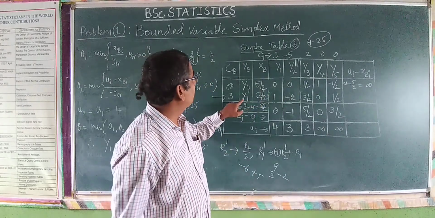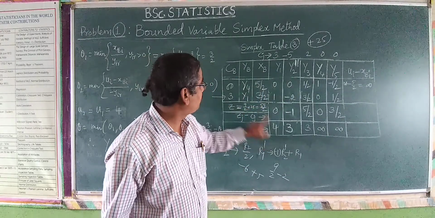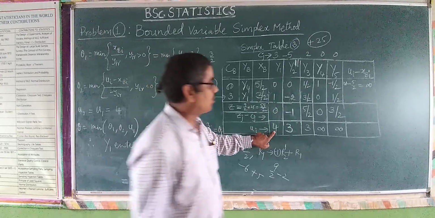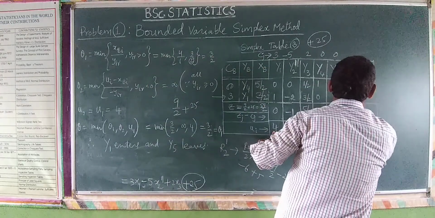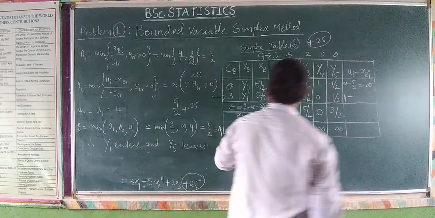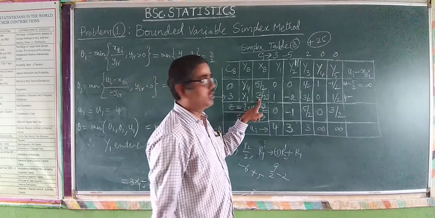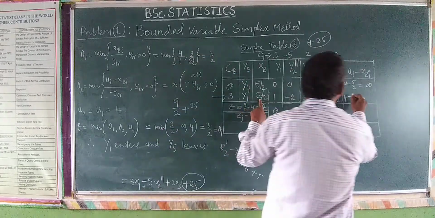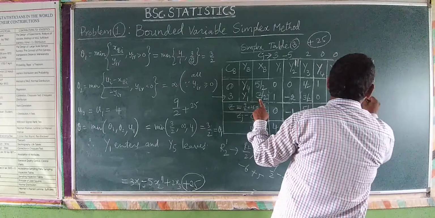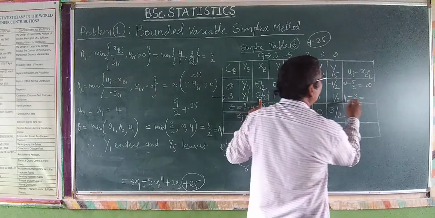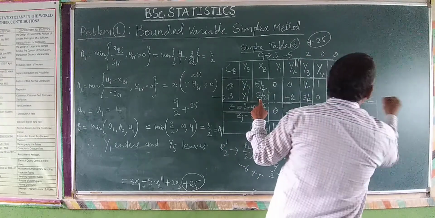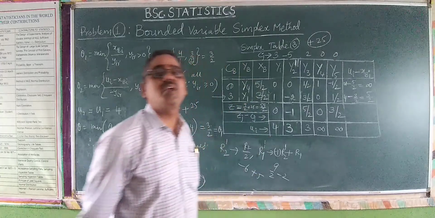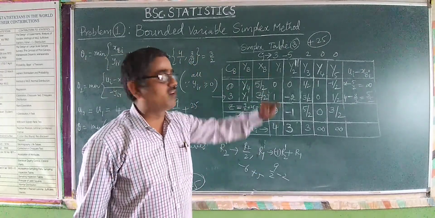And the second one, y1. For y1, u1 is 4. So 4 minus 3 by 2, that is xbi, 3 by 2. 4 2s are 8, 8 minus 3, 5 by 2. It is 5 by 2. So ui minus xbi values are infinity and 5 by 2.